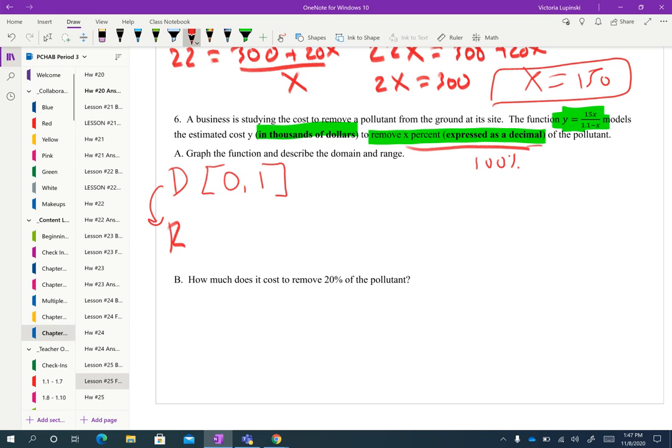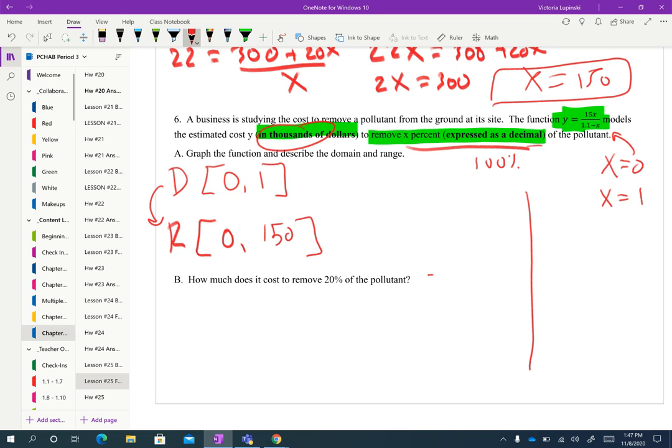So to find the range, you're going to plug a 0 into the equation, and that's going to give you a 0 back. If you plug the largest value of the domain in, which is 1, you're going to get 150 back. And again, that's in thousands, so it's 150,000.